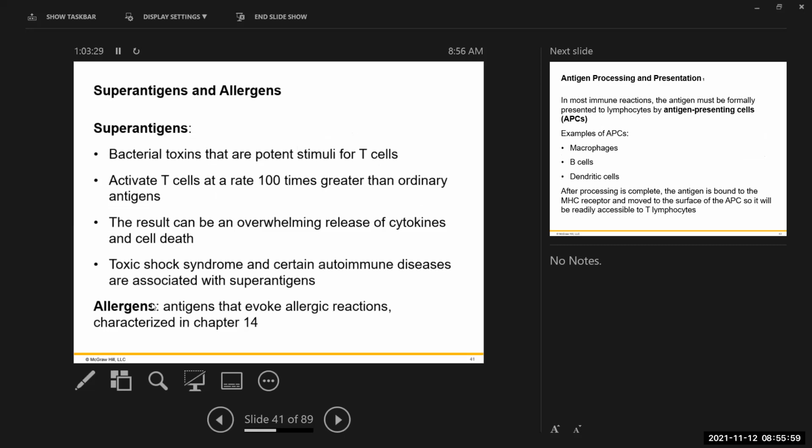Superantigens elicit over-the-top immune responses because of the way cells interact with them. We'll take a look at those. I doubt we'll get to it today. We'll probably do it on Monday. And then allergens evoke allergic reactions. Not only in chapter 14, but we're probably going to have to skip chapter 14 in the interest of time.